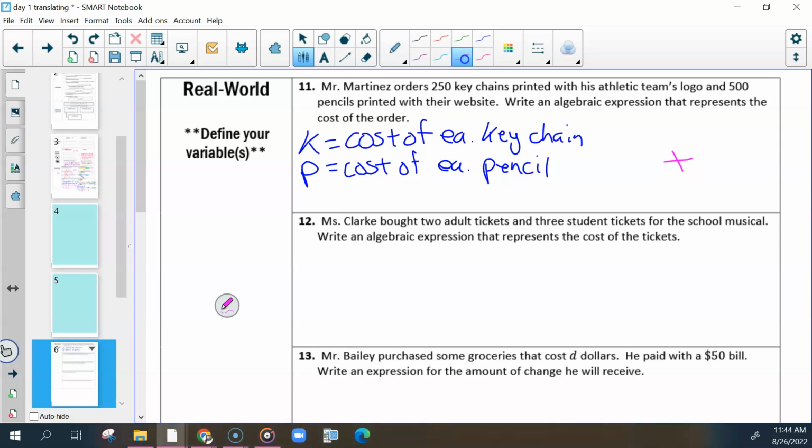Anyone want to take a guess as to how we would write this expression? Matthew, go. 250k plus 500p. That's right. So it's not asking us to actually find the total costs, because then we do more with it. But we have set up our algebraic expression using our variables and the numbers given.